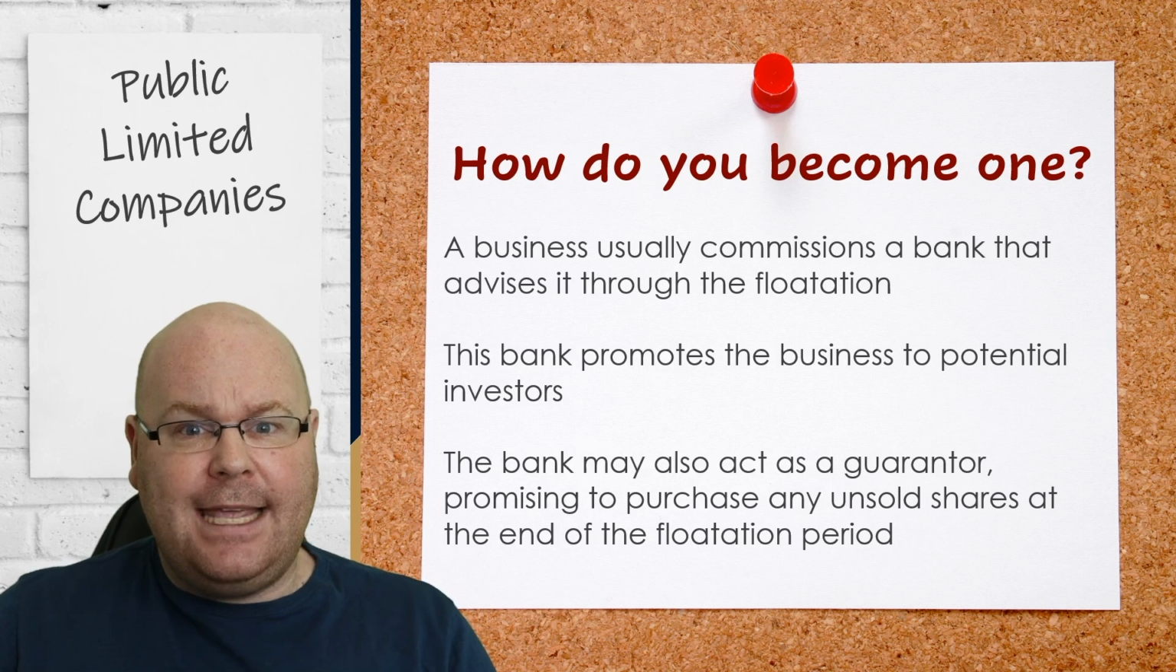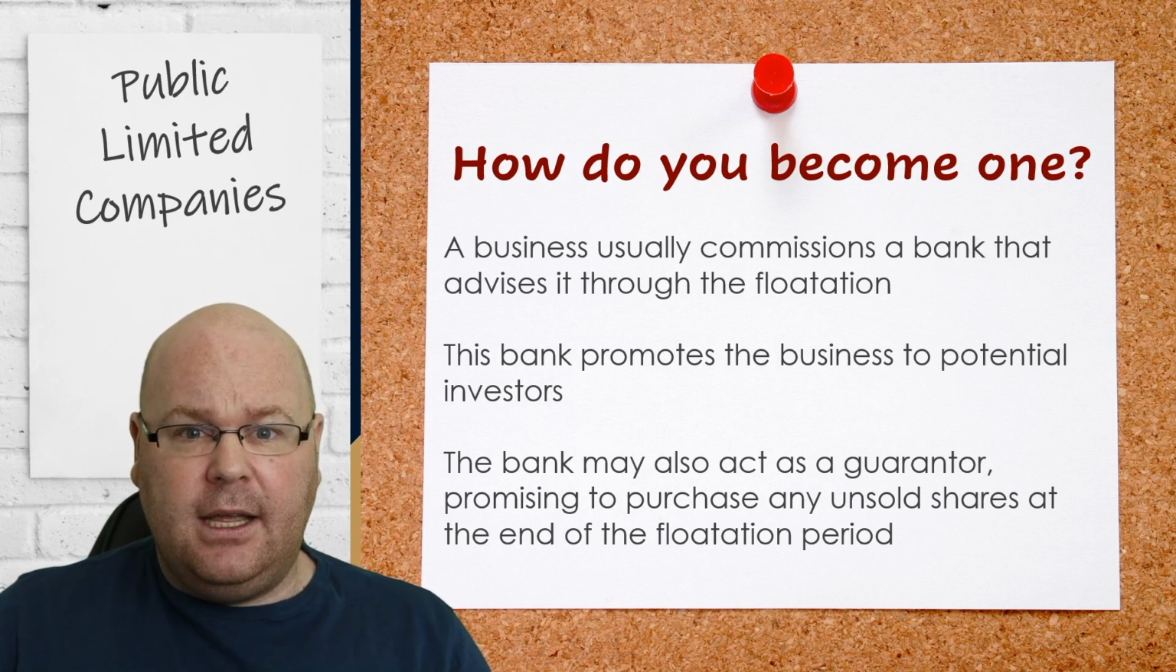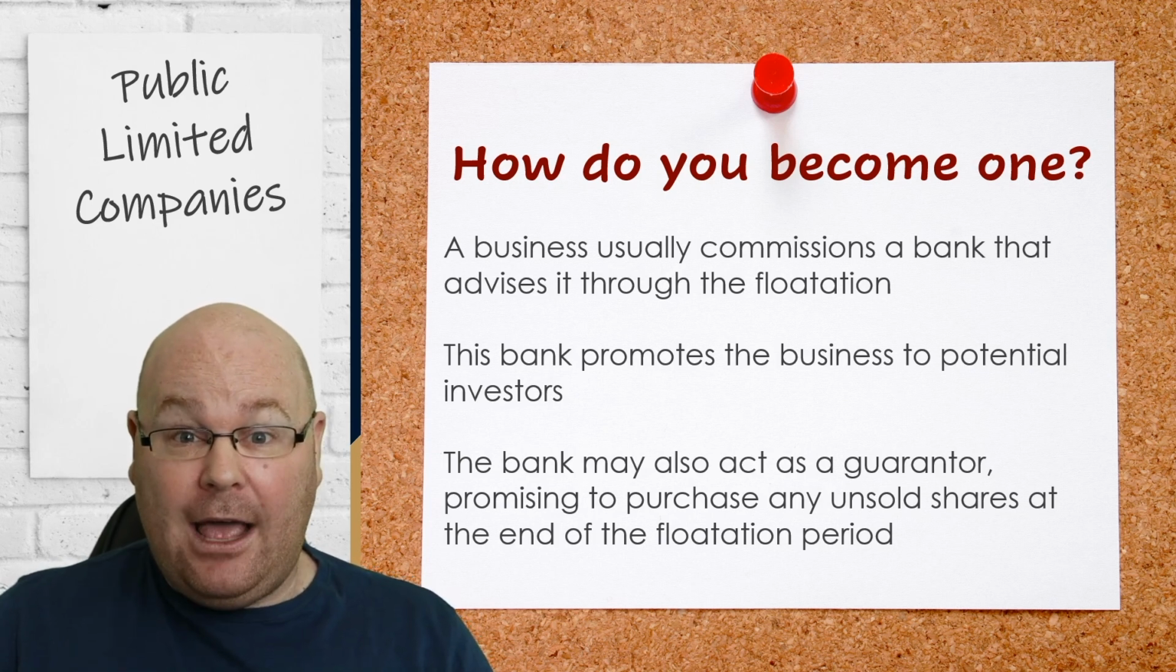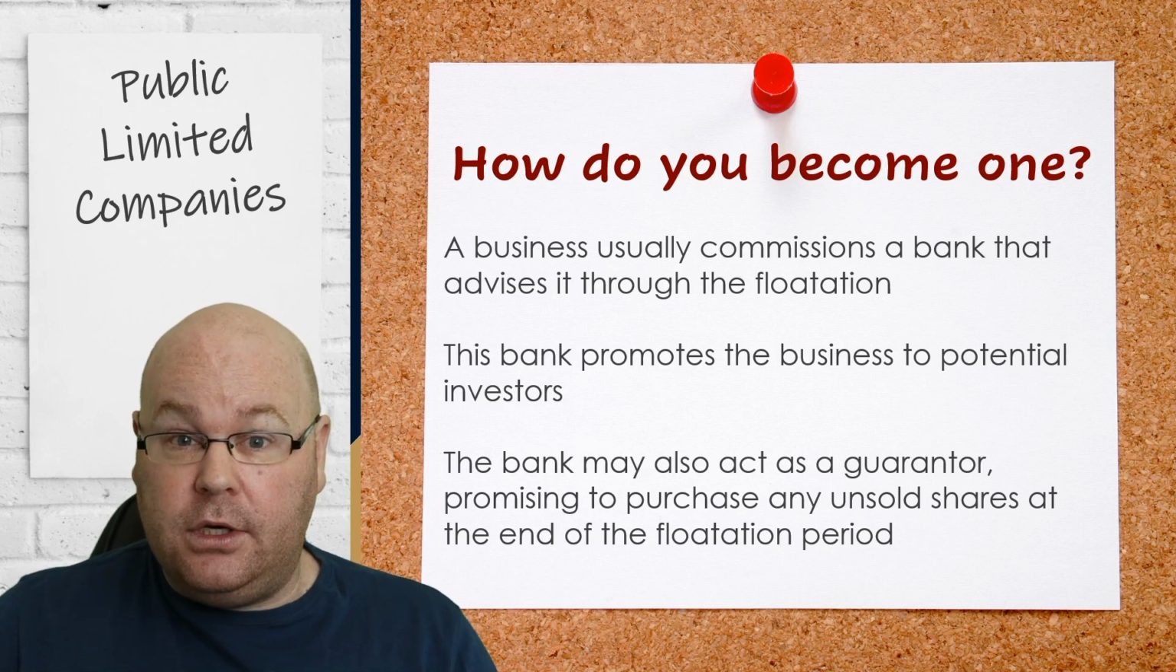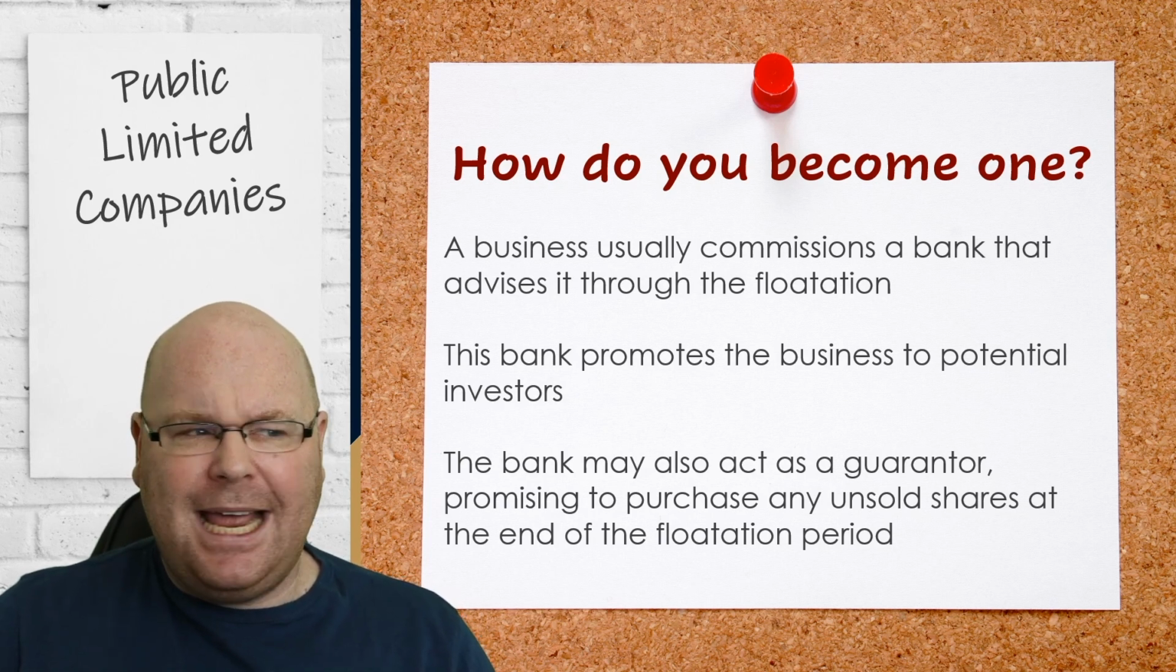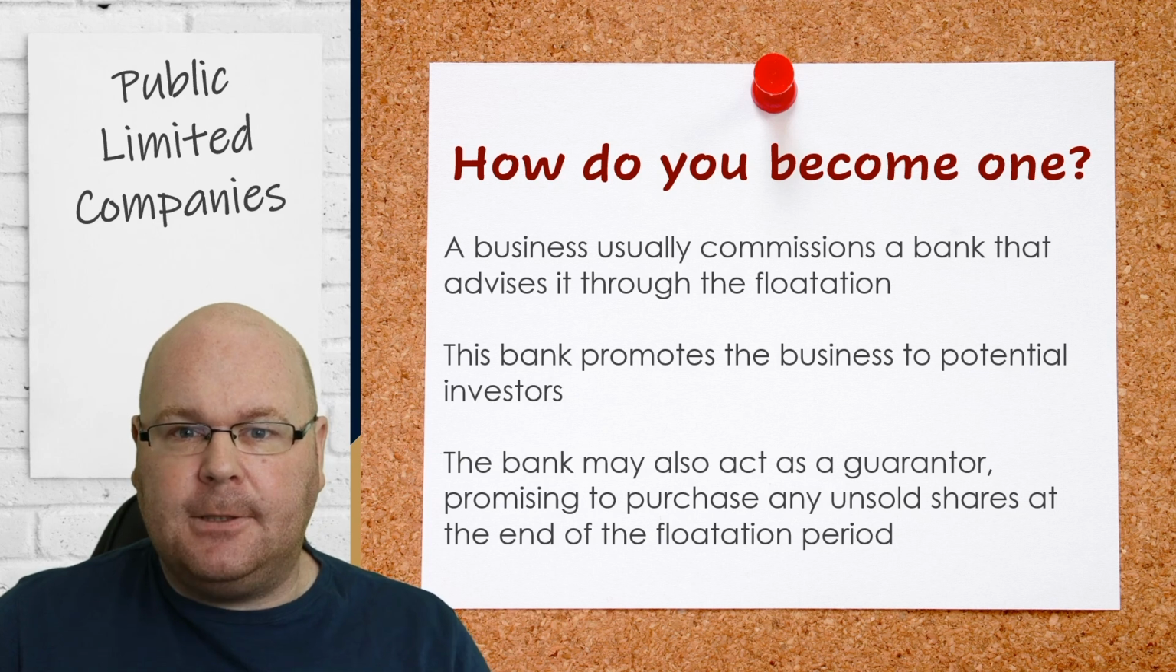But the bank fulfills another important role as well, and that is acting as guarantor. Because it's possible that at the end of the initial public offering, the business might not have been able to sell all of the shares that it thought it could to members of the public. And it doesn't want to have unsold shares. So the bank acts as a guarantor, promising to purchase any shares that are left unsold at the end of the initial public offering.